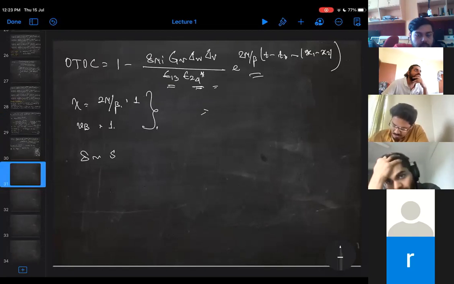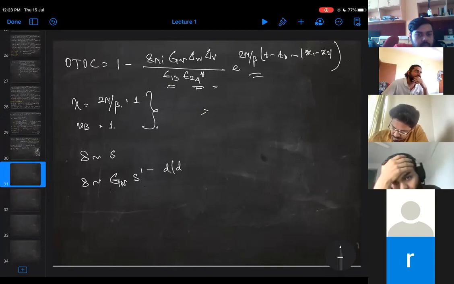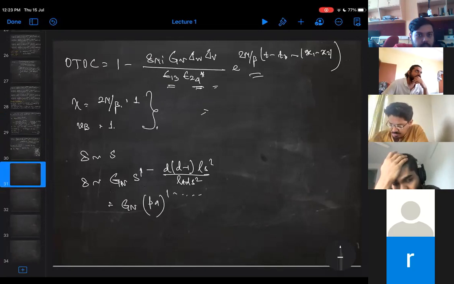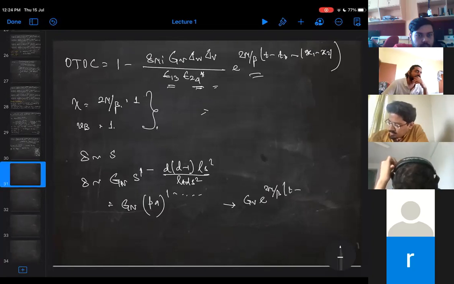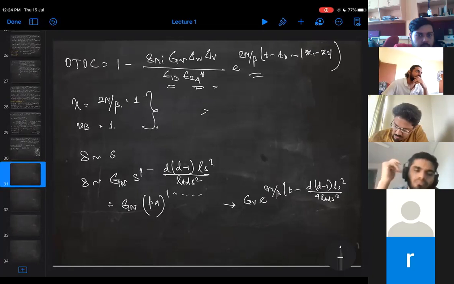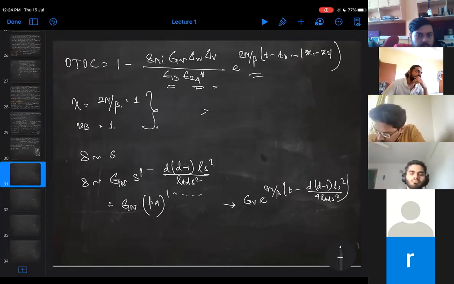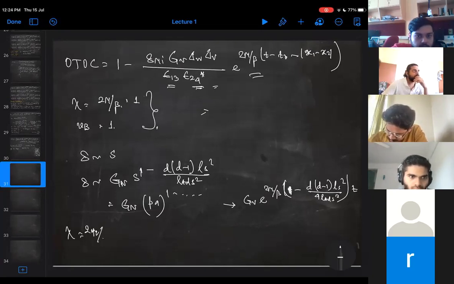Now, as I was saying about this stringy correction, it goes like 1 minus t minus 1. So this would have been something like 1 minus this. Now, if you pull out this e to the power t, clearly you can see that it would have resulted in something like minus one. So your lambda, sorry, this is just 1 minus this times t. So essentially your lambda will be lowered from 2 pi over beta and it respects the bound.